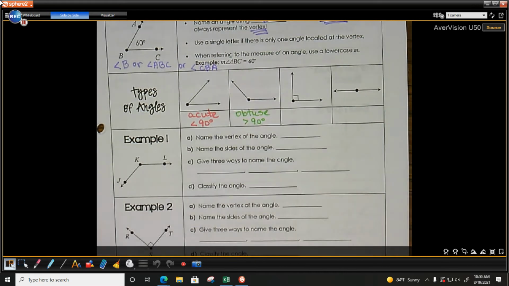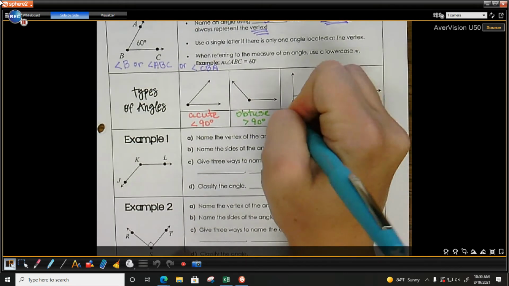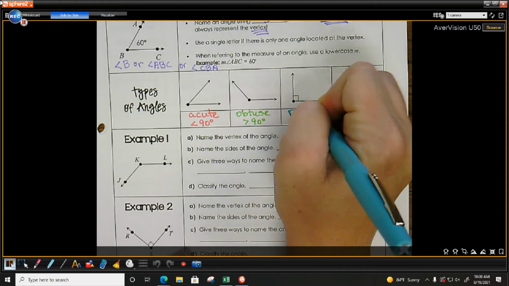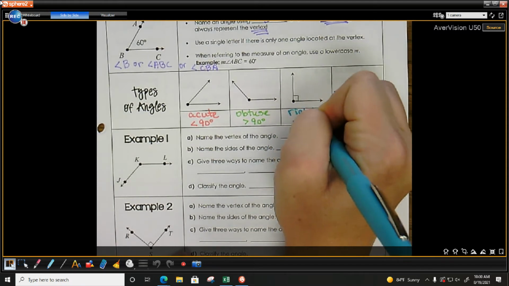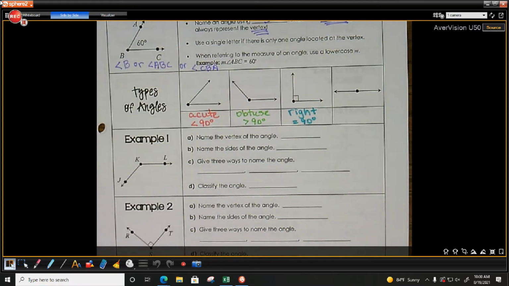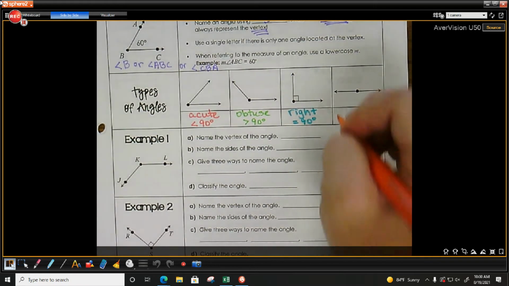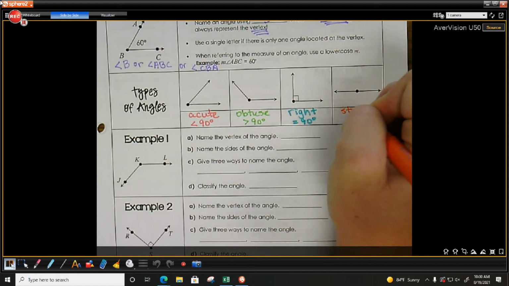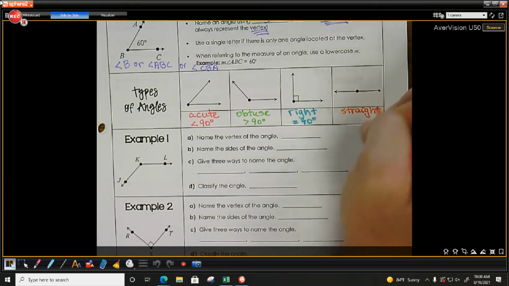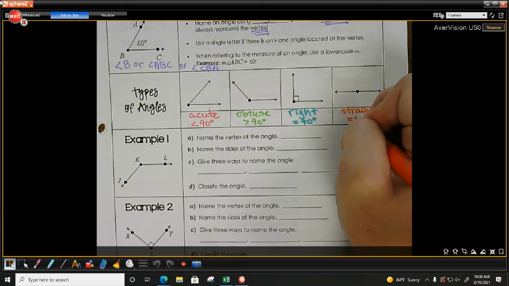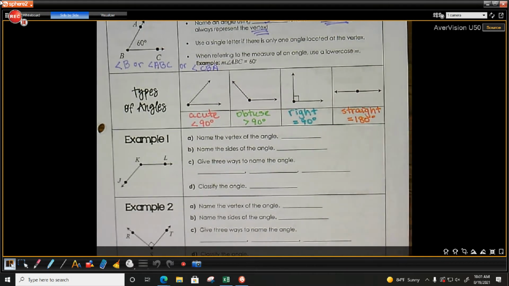This one is a right angle because it is equal to 90 degrees. And this one is a straight angle because it is equal to what? 180 degrees. Guys, all year long, it's going to be super important that you know these 4 different types of angles, okay? We good?